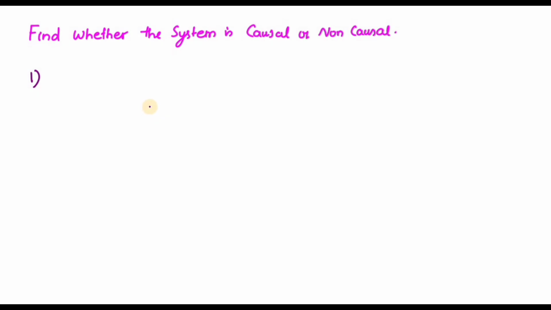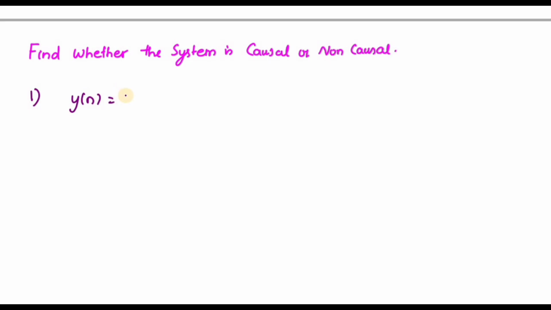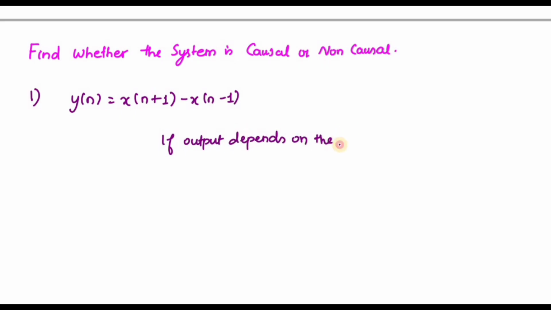So the question is to find whether the system is causal or not. The first problem is given y of n is equal to x of n plus 1 minus x of n minus 1. If the output depends on the present or the past input, then the system is called a causal system.